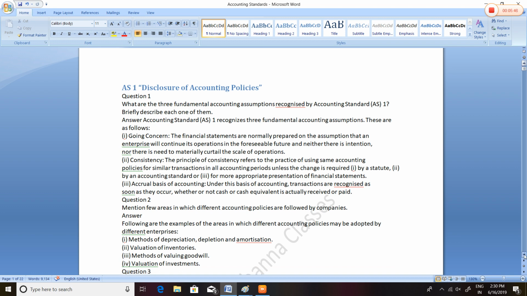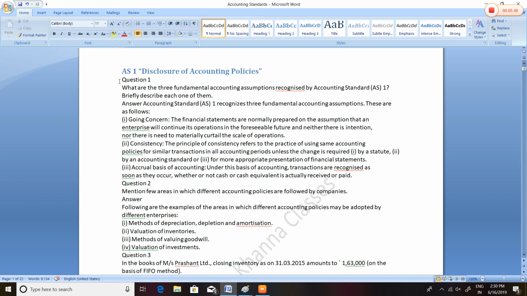Now let's start. Question number one: what are the three fundamental accounting assumptions recognized by AS1? Going concern, consistency, and accrual basis. You have to explain them, obviously.